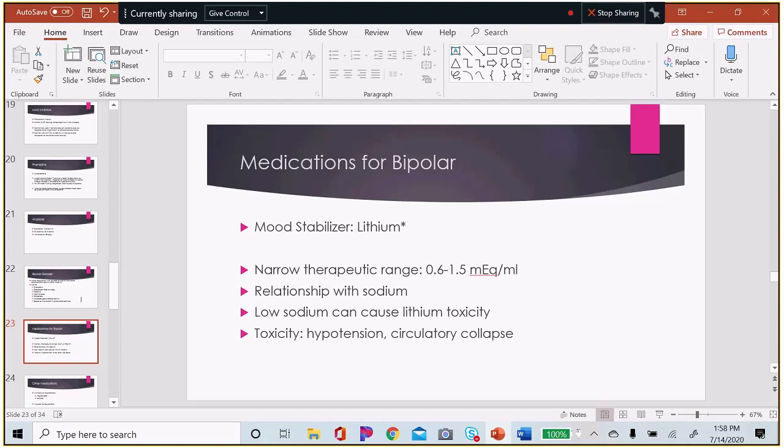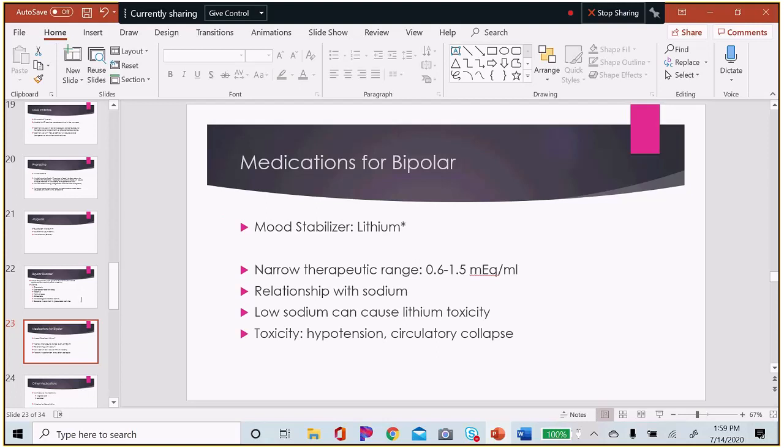So the first medication used for mood stabilization is lithium. Not as many people with bipolar disorder take lithium. A lot of people with bipolar now take seizure medications that change electrical activity in their brain, and that seems to be very effective. There are still people that take lithium, however, and it's still on all of nursing exams, so we still have to learn it. It's one of those medications that has a very narrow therapeutic range.